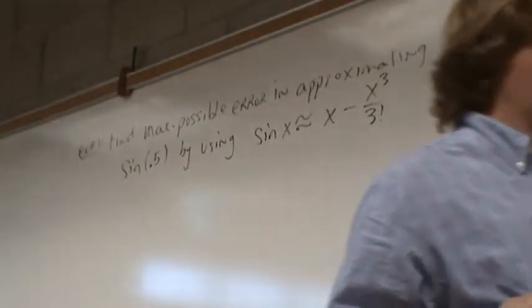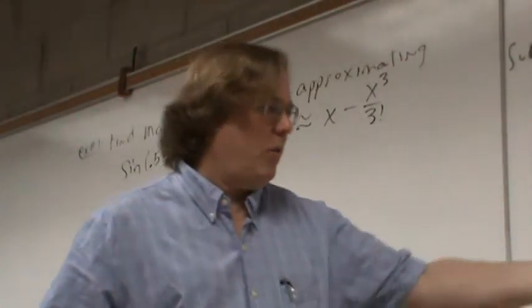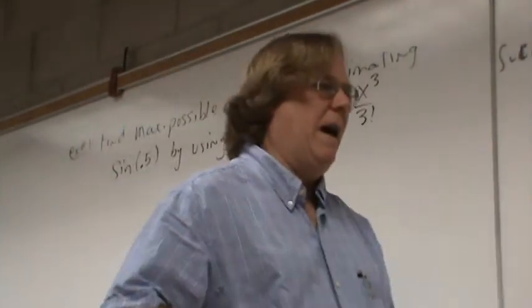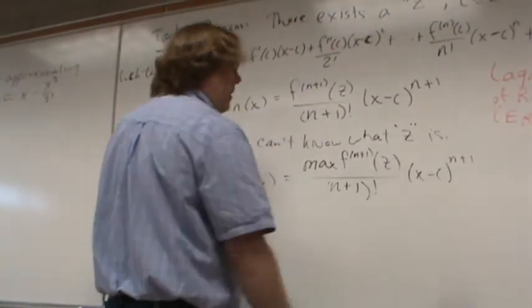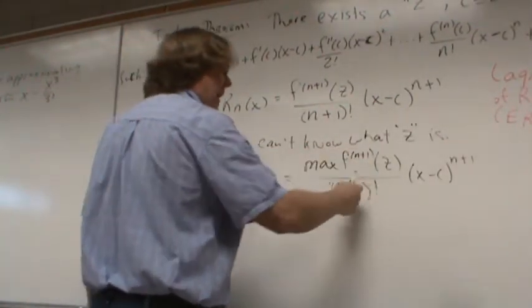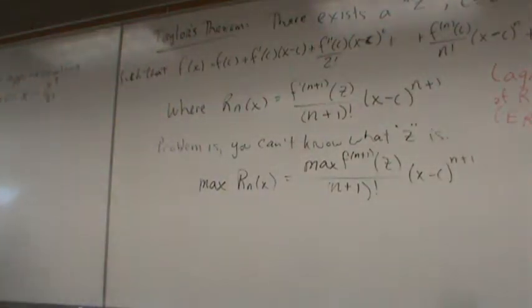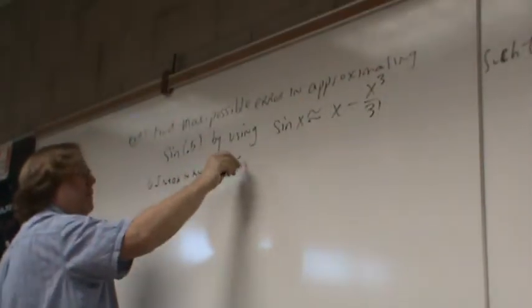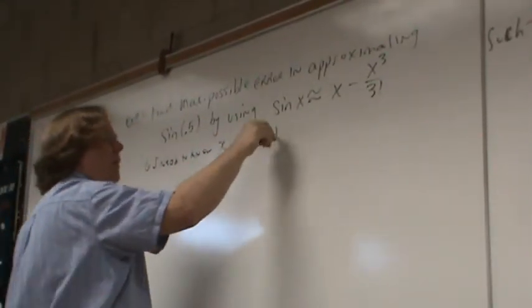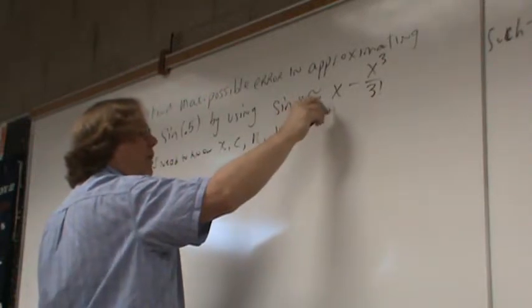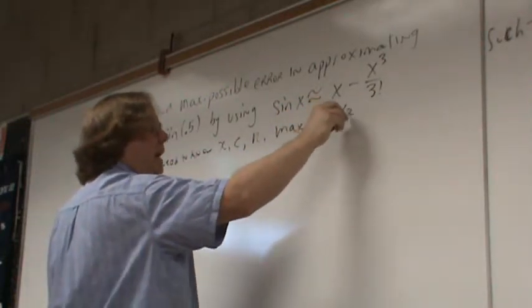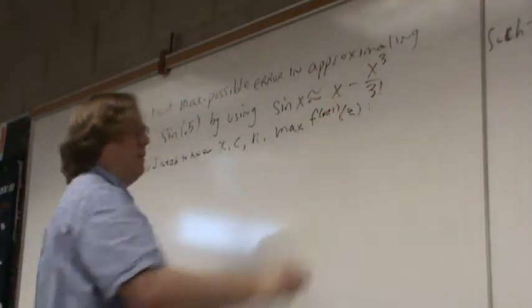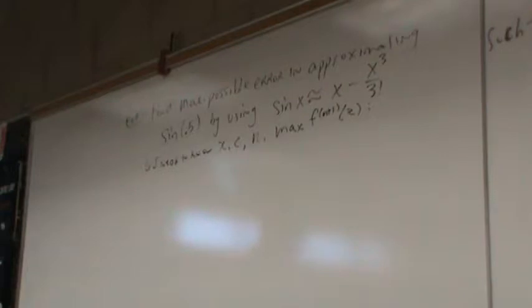I need to construct this, or actually I'm going to be constructing that. So I need to know x, I need to know c, I need to know the maximum value of this, and I need to know n. Those are the things I need: x, c, n, and the maximum value of the n plus 1th derivative evaluated at z. Once I get all those, I get to plug into that equation and get my answer. And really, it's that simple.